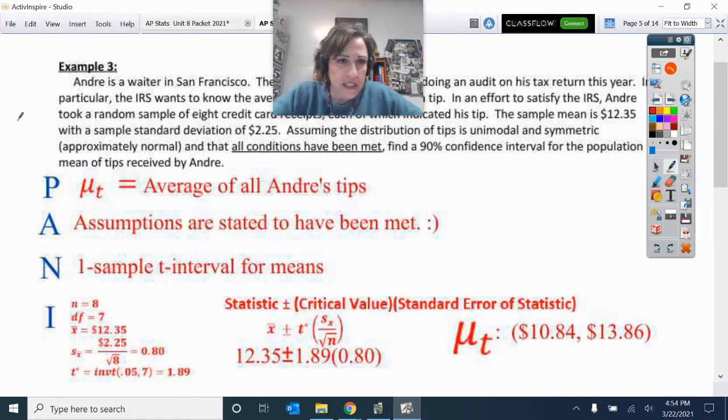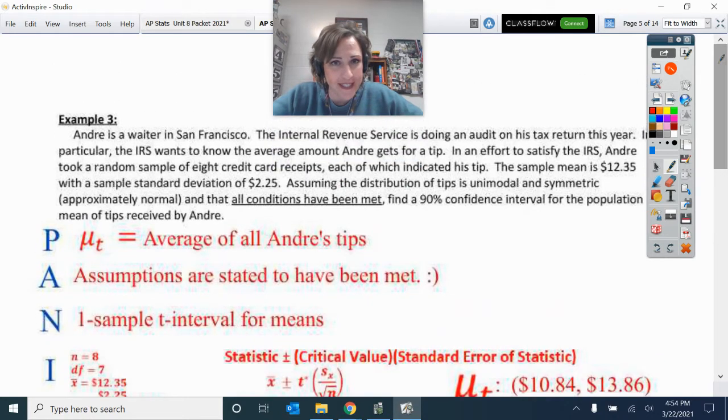So here we go. This is Andre, who's a waiter in San Francisco, and he is being accused of underrepresenting his wages or his tips, so he's not paying enough to the IRS. In an effort to satisfy the IRS, Andre took a sample of 8 credit card receipts, which each had the tip. The sample mean of those 8 was 1235 with a standard deviation of 225.